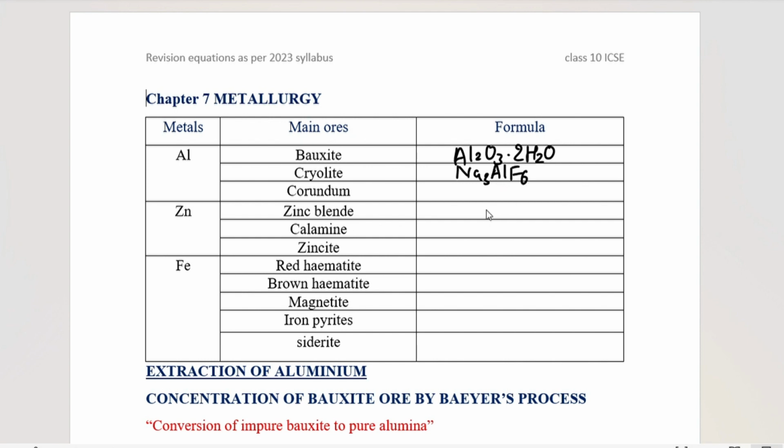Cryolite. What is the formula? Na3AlF6. Corundum is nothing but anhydrous aluminium oxide. So that is alumina itself, Al2O3. Done. Come to zinc. Zinc blend.